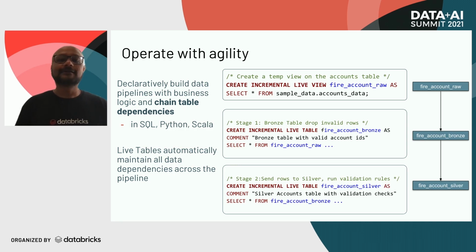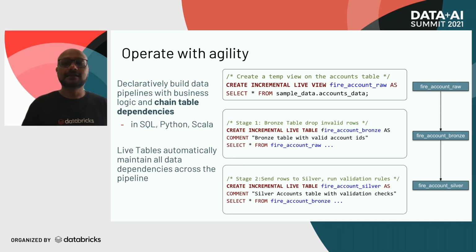Now we support all languages: SQL, Python, Scala. So it's very easy for you to link together the dependencies between the tables. For example, here you can see that you first create a temporary view on the raw data that's arriving. And then this view feeds your bronze table. And that bronze table feeds a silver table. So now you've specified the dependency between these tables.